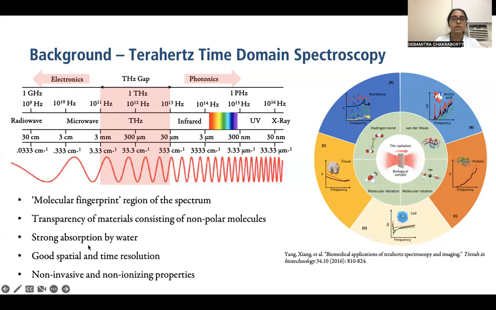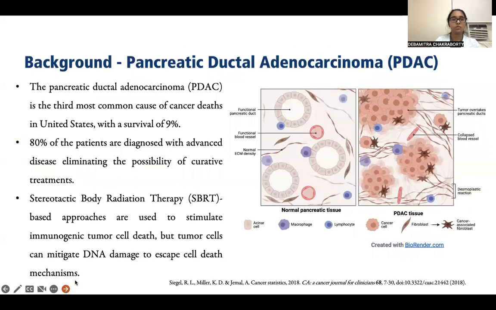Also, this provides micrometer spatial resolution and femtosecond time resolution. Also, since this possesses much lower energy, terahertz is non-invasive and non-ionizing. So that is why terahertz time domain spectroscopy can be used for biomedical imaging.